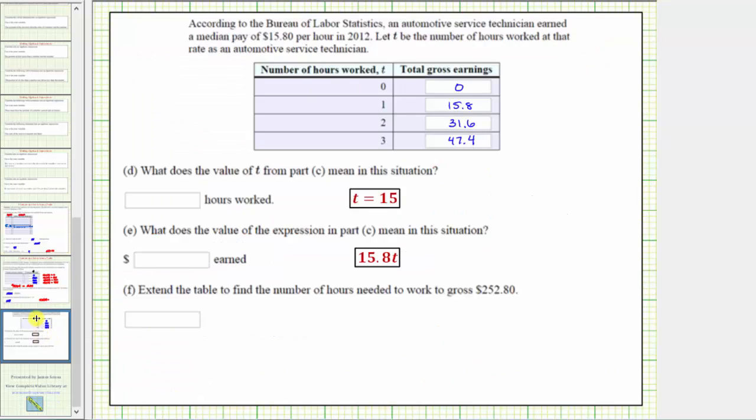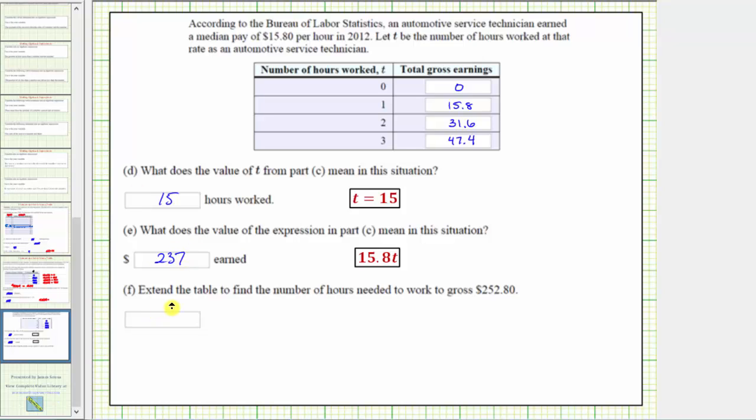Now for Part D, we're asked, what does the value of T from Part C mean? In Part C, we were given T equals 15. Well, if T equals 15, looking at the table, this tells us the number of hours worked. So if T equals 15, we know there were 15 hours worked. In Part E, what does the value of the expression in Part C mean in this situation? By substituting 15 for T, this expression gives us the total gross earnings in dollars, and therefore we know that if 15 hours are worked, $237 are earned.